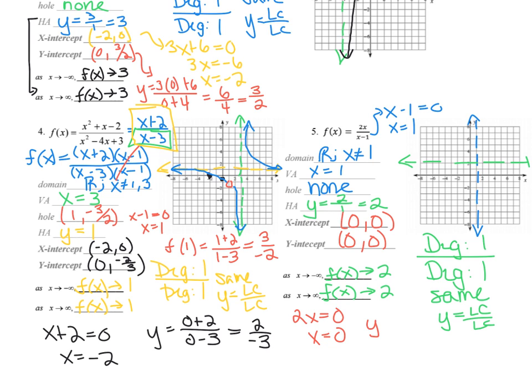For y-intercept, we always plug in 0 for all the x's, so 2 times 0 over 0 minus 1. That gives us y equals 0 over negative 1. And 0 divided by negative 1 is definitely 0. So that checks out. Our y-intercept is also 0, 0.